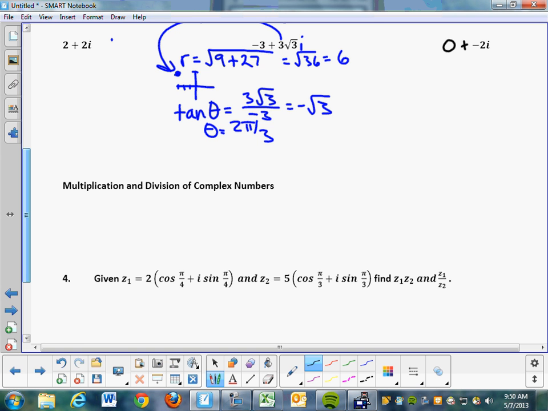So I'm going to work through this. I'm going to say r is equal to the square root of 0 squared plus negative 2 squared. It's going to be the square root of 4, which is 2. Yep, so it's just 2.